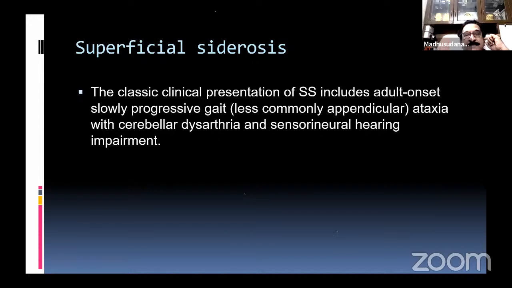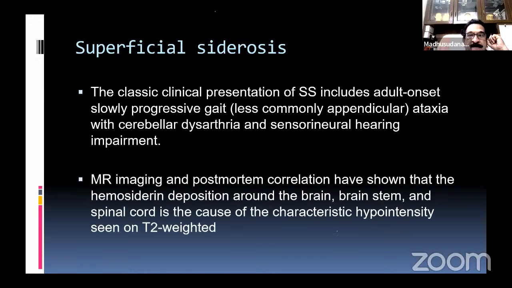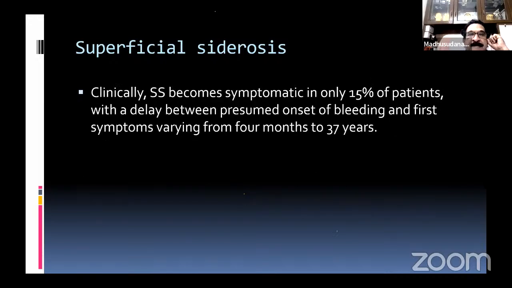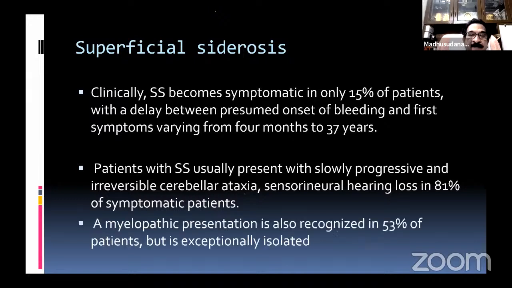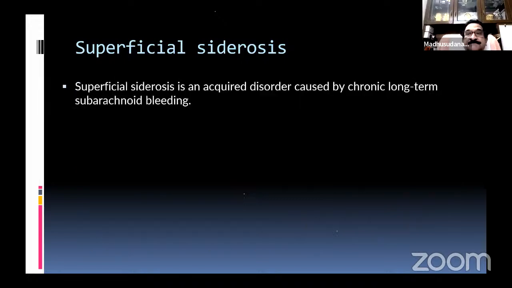So, it includes adult onset slowly progressive gait ataxia with cerebellar dysarthria and sensorineural hearing loss. Clinically, siderosis becomes symptomatic only in 15% of the patients, with delay between the presumed onset of the bleeding and first symptom varying from 4 months to 37 years. Here it was 1 year. Patients with superficial siderosis usually present with slowly progressive irreversible cerebellar ataxia, and sensorineural hearing loss in 81% of the symptomatic patients. A myelopathic presentation is also recognized in 53% of the patients, but is exceptionally isolated.